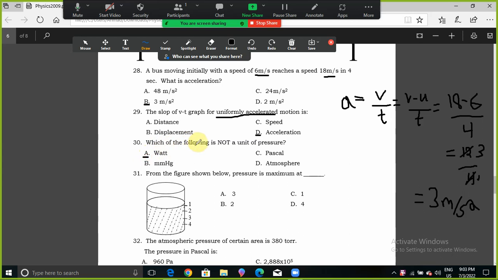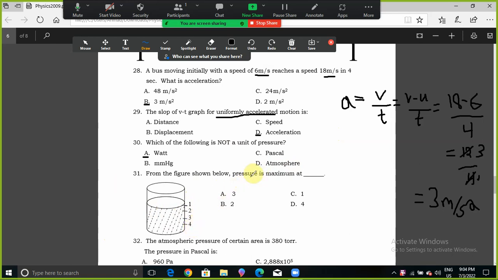I mean, A is the correct answer for question number 30, but it's not the unit of pressure. Now, in question number 31, from the figure shown below, pressure is maximum at what? Here we have a beaker that has water inside it, right? And he says the maximum of pressure is at 1, 2, 3, or 4.